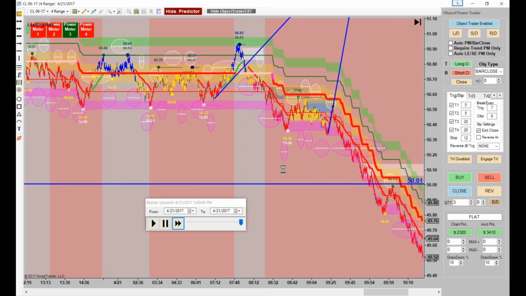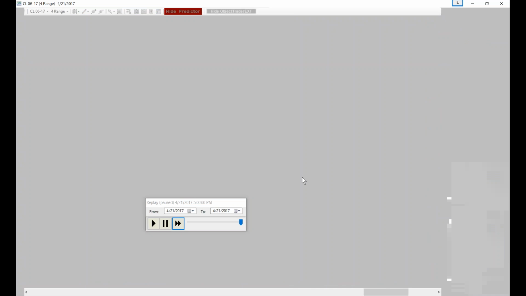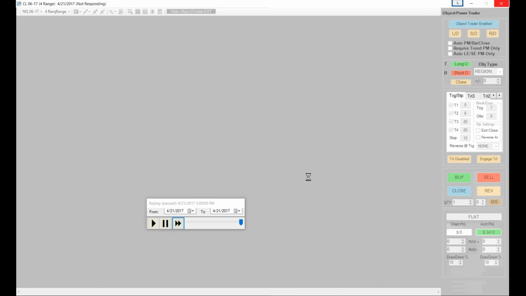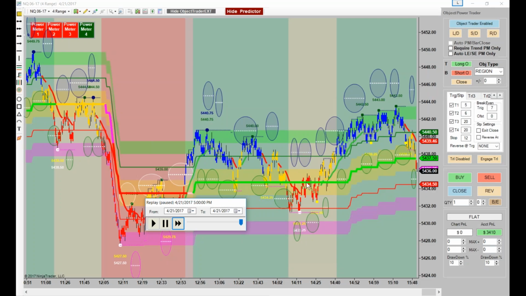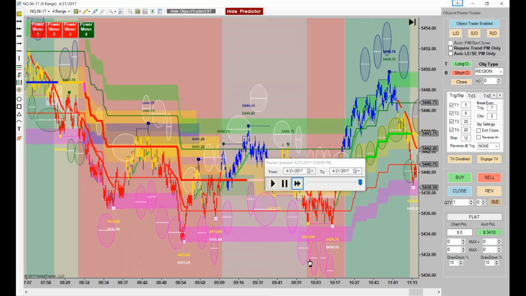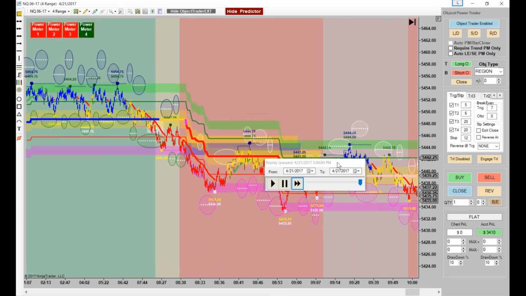Let me show you NQ on Friday. Just real quick, and then we'll wrap. Hopefully it'll load. Please load NQ. There you go. All right, let's go back to the open of the market just real quick. Remember this choppy garbage right here? Everybody remember this right here?